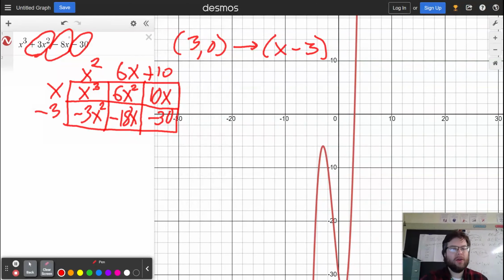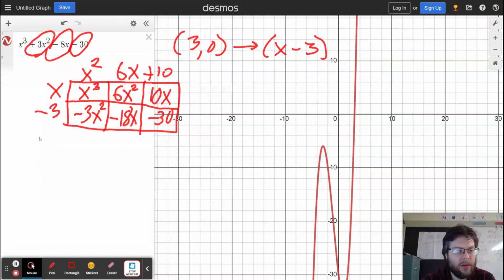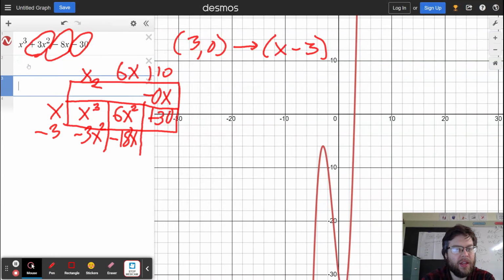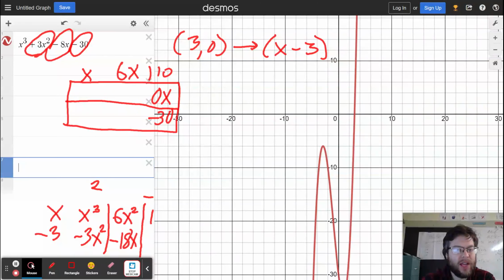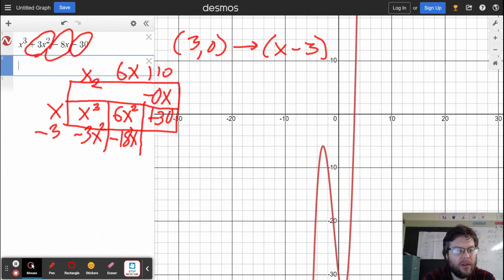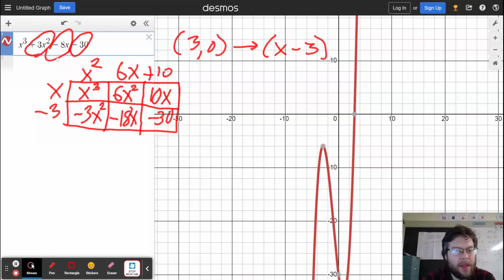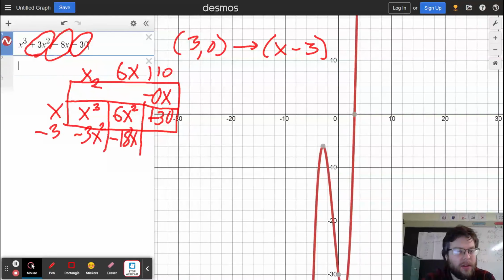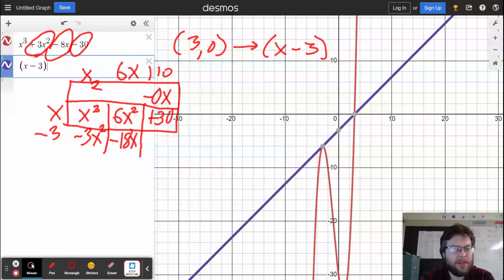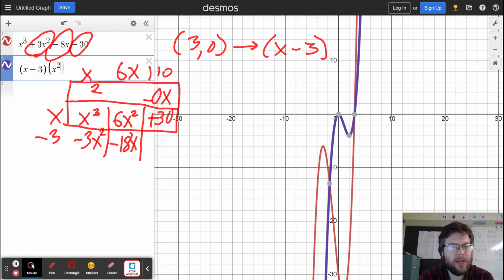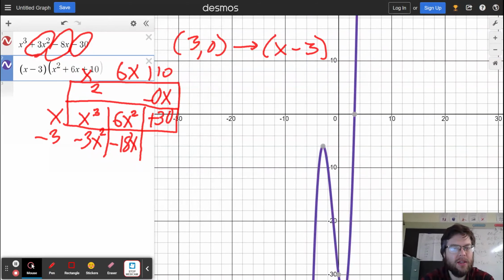So what I've done now is I have taken my original polynomial and I factored it. I hate how it does that, like shifts it around on me. I can take my original polynomial. Maybe I'll do it this way. Nope, doesn't work that way. Okay. It becomes x minus 3, times x squared plus 6x plus 10.